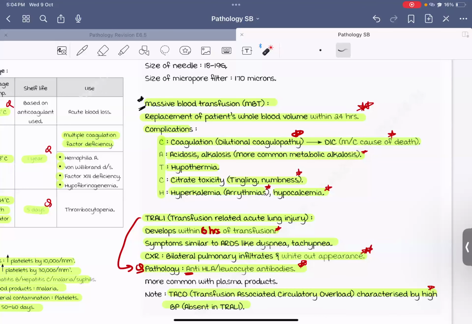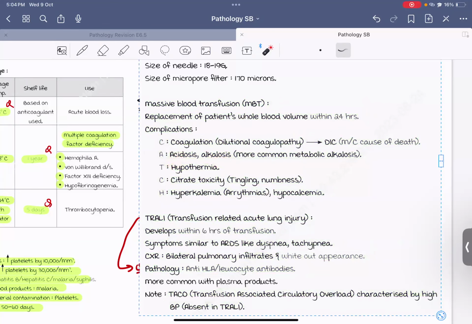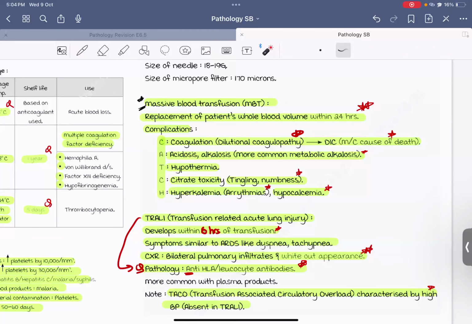Next we have acidosis and alkalosis. Obviously there will be chances of both, but which is more common? That is metabolic acidosis. Again, we have hypothermia. As you know, these blood products are usually at a cold temperature. If we are massively transfusing these blood products, then definitely there will be hypothermia.